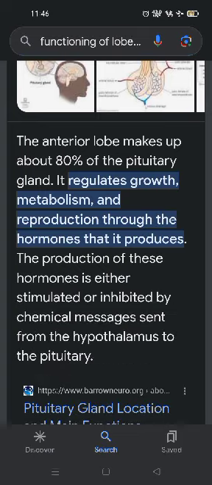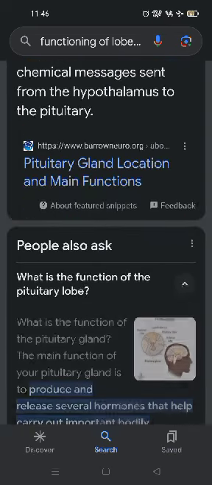The anterior lobe makes up about 80% of the pituitary gland. It regulates growth, metabolism, and reproduction through the hormones that it produces. The production of these hormones is either stimulated or inhibited by chemical messages sent from the hypothalamus to the pituitary. What is the function of the pituitary lobe?